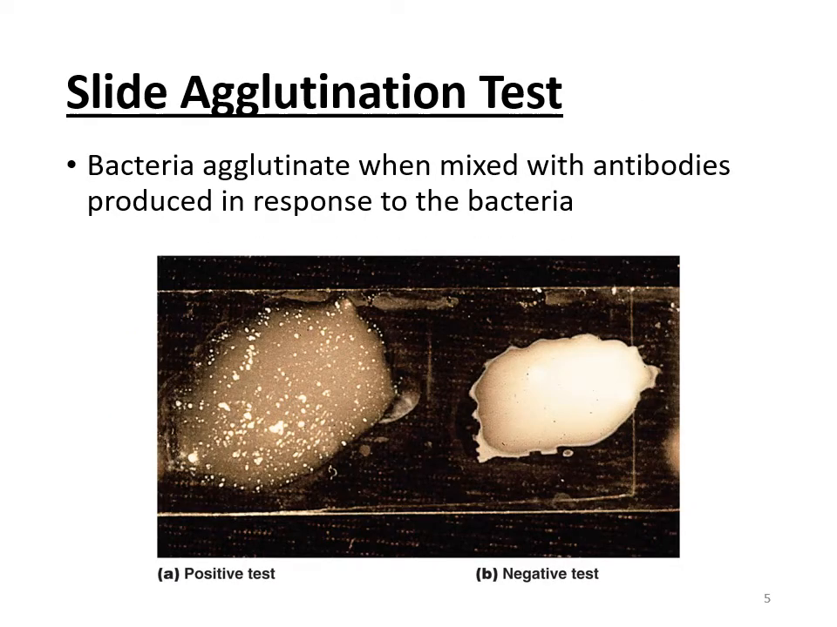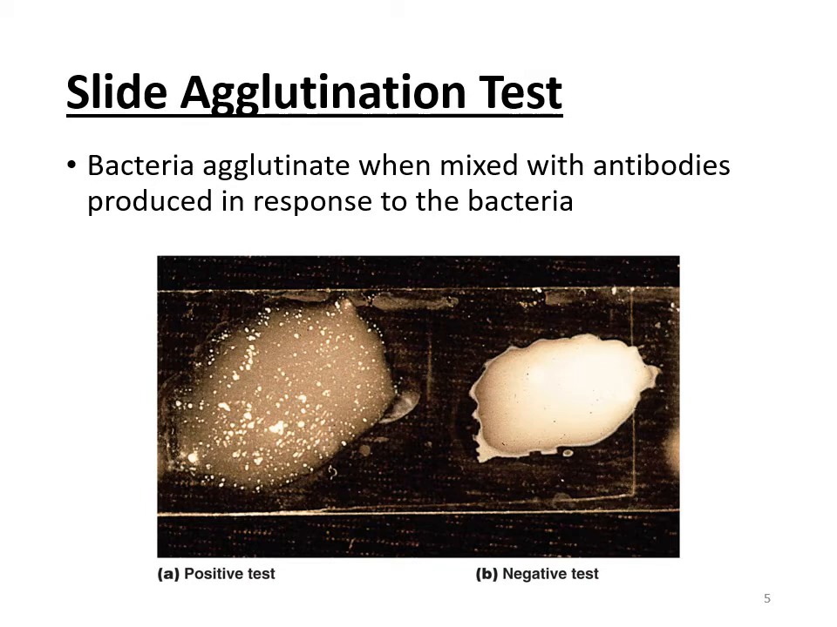So what you see here is the slide agglutination test, and in this test, basically what happens is you place a certain amount of antigen, pathogen antigen on this slide. So for instance, let's say you think that your patient has been infected with E. coli. You would put E. coli proteins on this slide. You would then apply the patient's serum on top of that and mix it together.